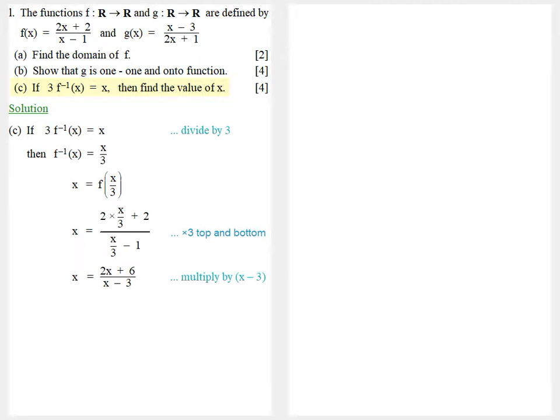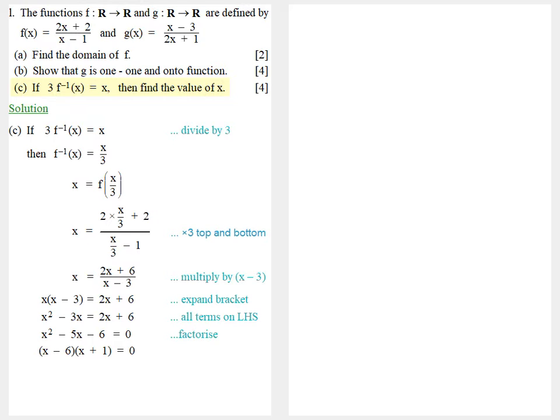And if we multiply both sides by x minus 3, we'll get x into x minus 3 equals 2x plus 6. So if we expand the brackets, that gives us x squared minus 3x equals 2x plus 6. If we take all the terms over onto the left-hand side, we'll have x squared minus 5x minus 6 equals 0, which we can factorise. We want two numbers that add to make minus 5 and multiply to make minus 6. They are minus 6 and plus 1.